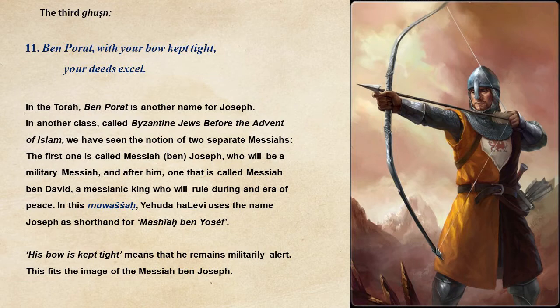So Yehuda HaLevi uses the name Joseph as shorthand, it seems, for Mashiach ben Joseph. His bow, I say it again, his bow is kept tight. So he's an archer. It means that he remains militarily alert. That fits the image of the Messiah ben Joseph.